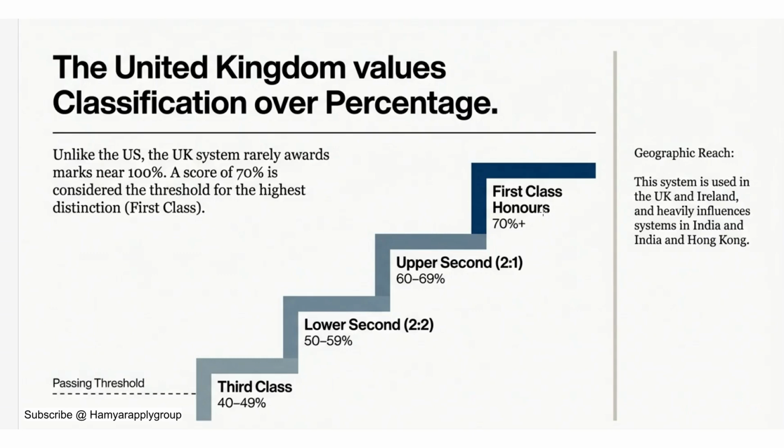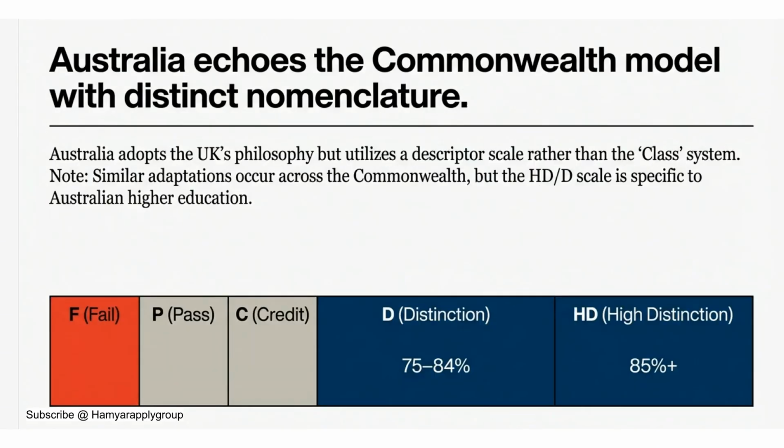For master's or PhD students in the UK, you can also see words describing your performance, like distinction, merit, pass, and something like that. The common nomenclature for student performance assessment in Australia is high distinction, distinction, credit, pass, fail. The high distinction is when a student performs 85% plus, and distinction is for 75 to 84, and then credit, pass.